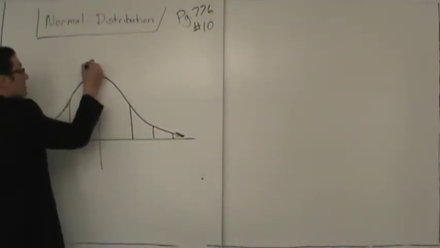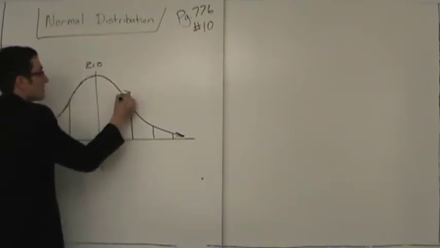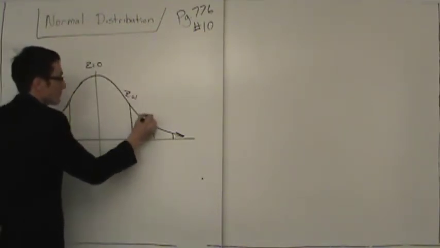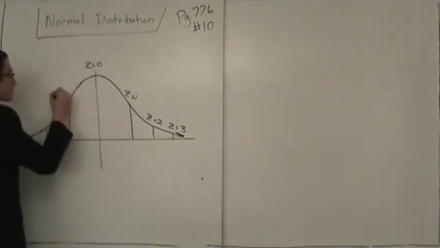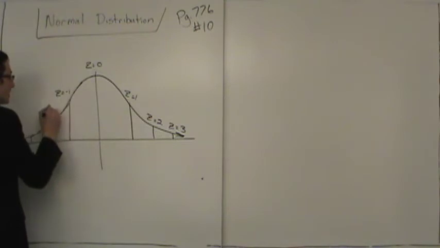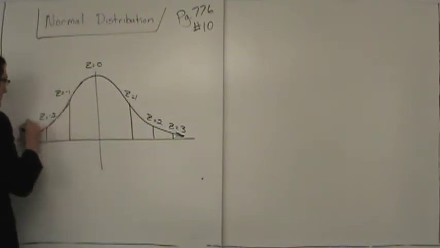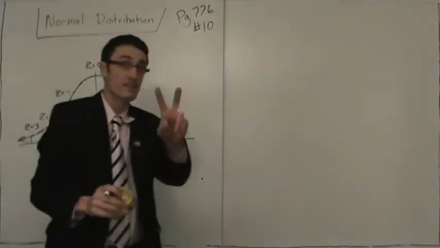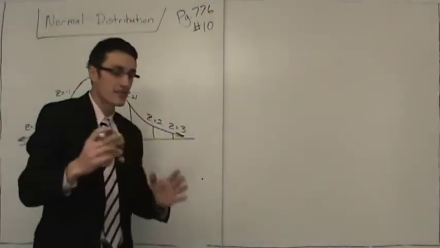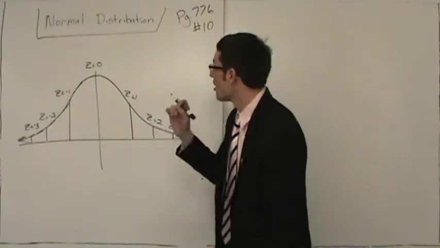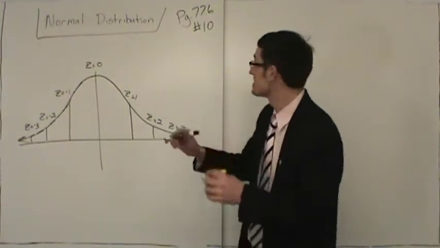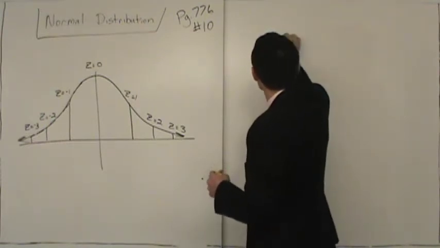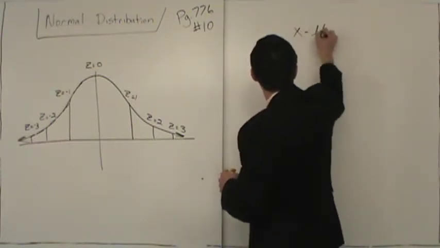This is z equals 0. We talked about this. Z equals 1, z equals 2, z equals 3, z equals -1, z equals -2, and z equals -3. Reminding you that z-score is a 2-part definition: it is the number of standard deviations to the left or right of the mean, and also the formula. The formula we're going to use today is z equals (x minus mu) over sigma.